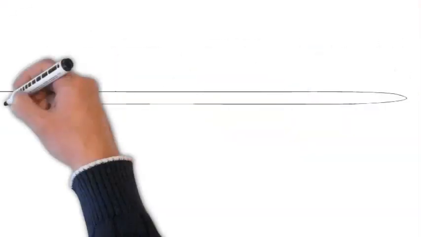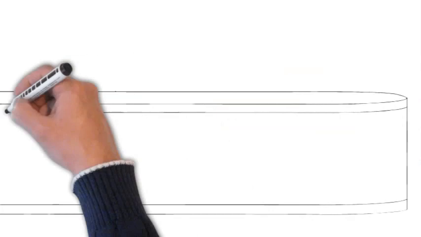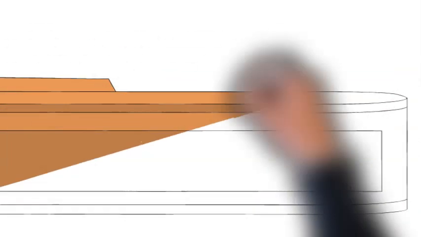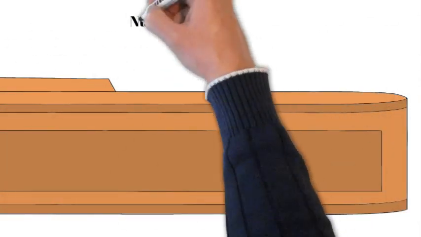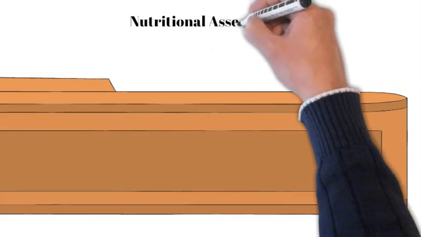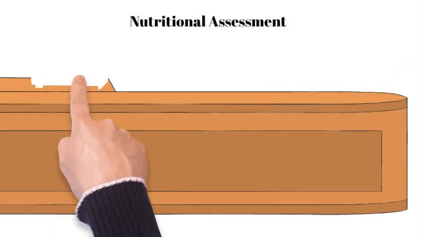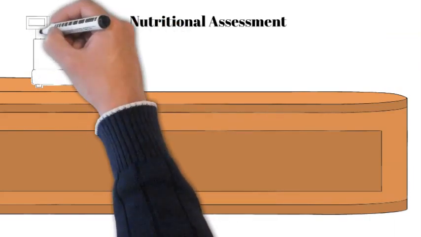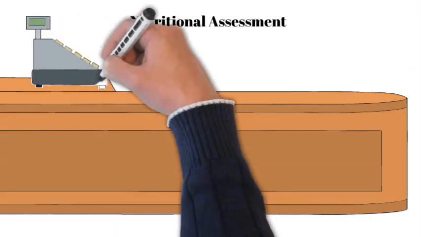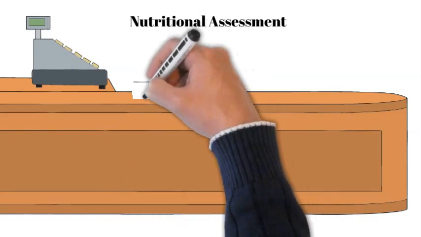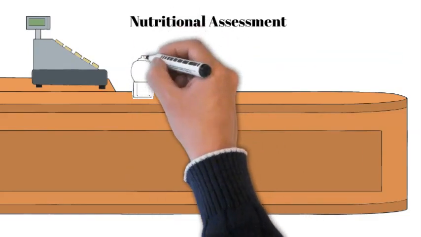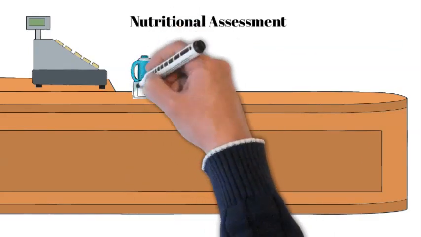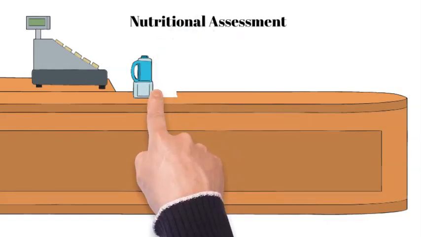Nutritional assessment. Key terms: macronutrients, micronutrients, malnutrition, obesity, body mass index, BMI. Definition of key terms. Macronutrients, nutrients that the body needs in large amounts, including carbohydrates, proteins, and fats. Micronutrients, nutrients that the body needs in smaller amounts, including vitamins and minerals.